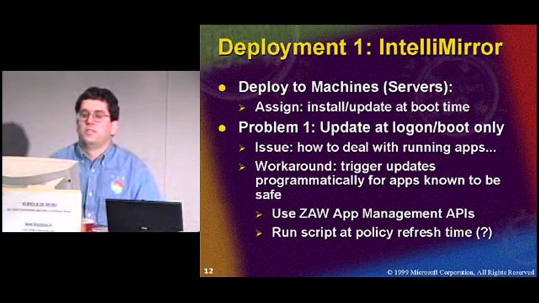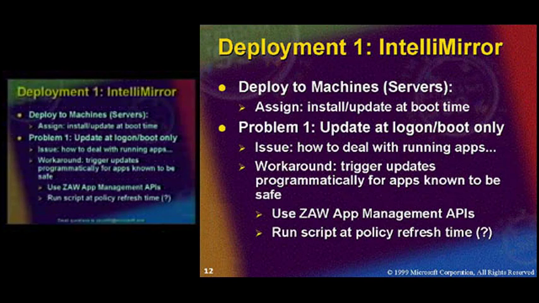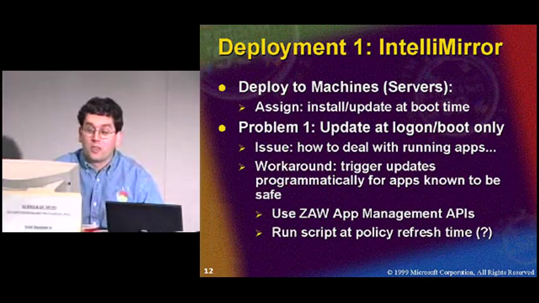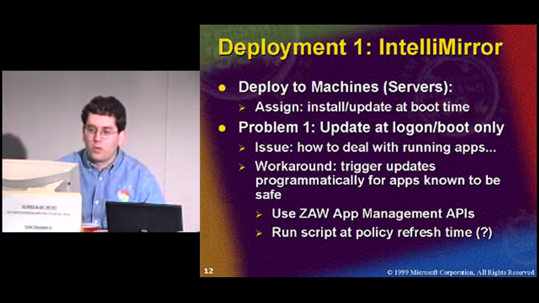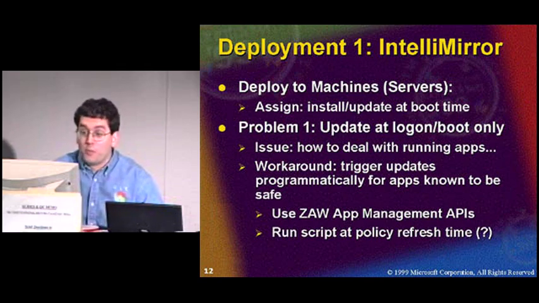The second way to use the IntelliMirror feature is to deploy actually to machines. Rather than associating these applications with user accounts, they get associated with machine accounts and are then available to all users that happen to be the victims of logging onto these machines, if there are any. But the main application for this feature is basically to deploy to servers where potentially nobody is ever going to log on anyway. And for machine deployment, the only available option is assignment. So there's no on-demand installation. It doesn't make too much sense anyway.